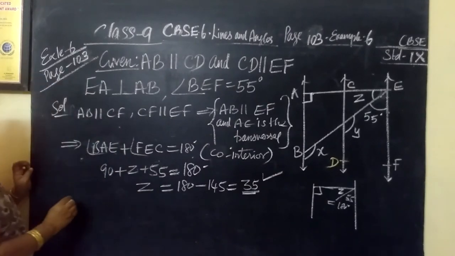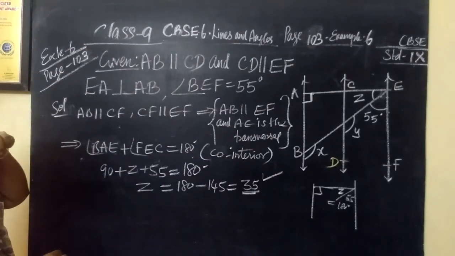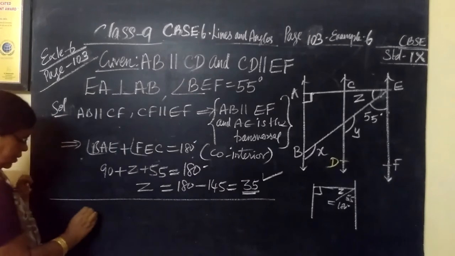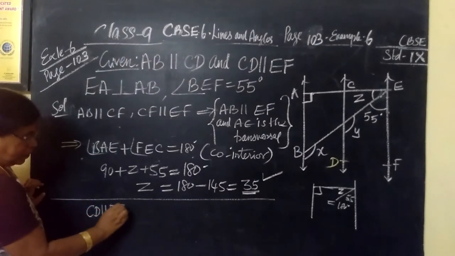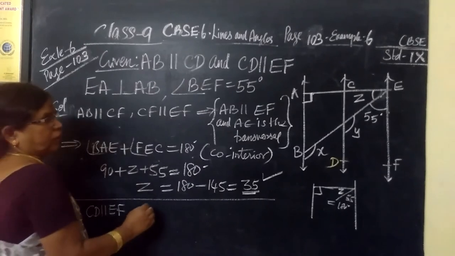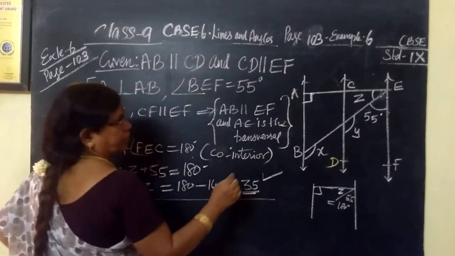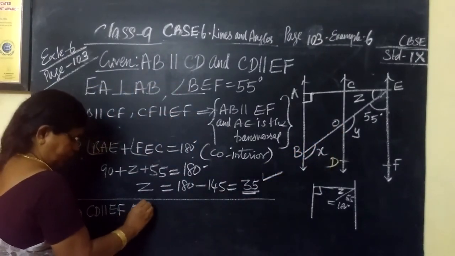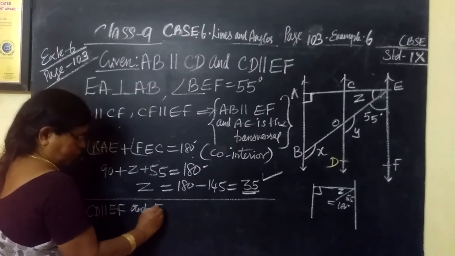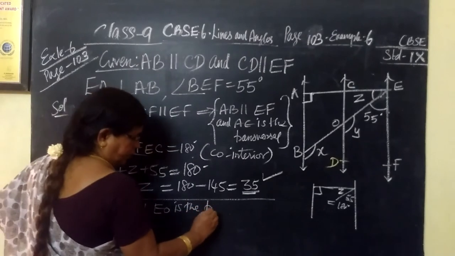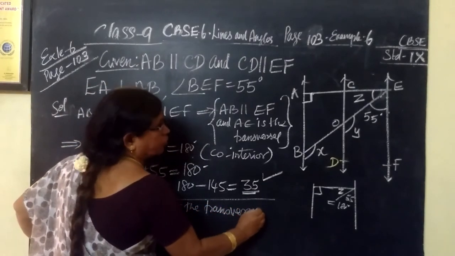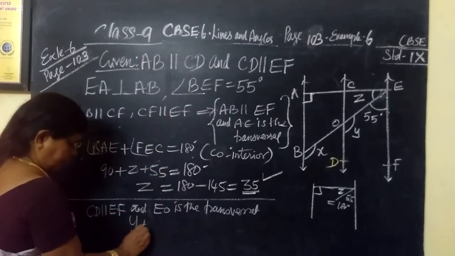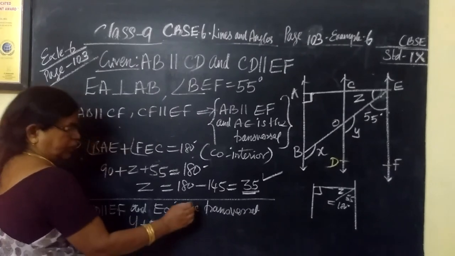Then next one, X and Y. You consider Y. CD parallel to EF. And which is the transversal? You can just write it as EO is a transversal. So we know co-interior angles are, or you write Y plus 55 equals 180 degrees.